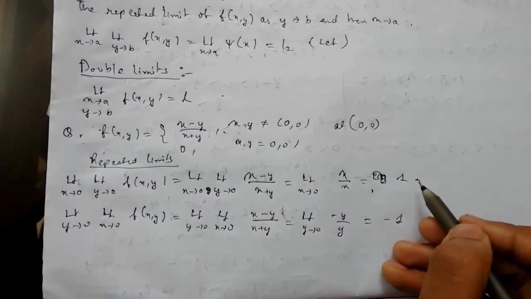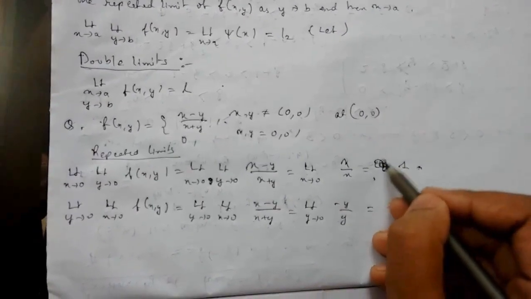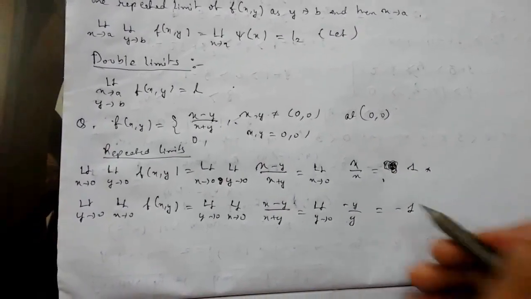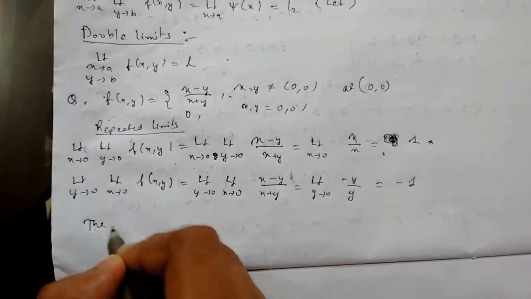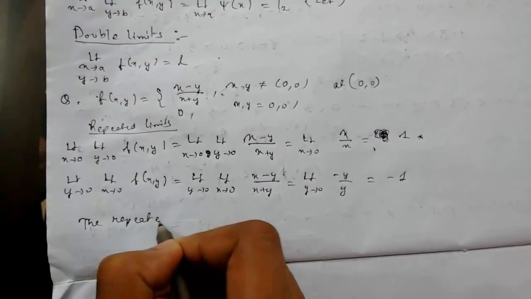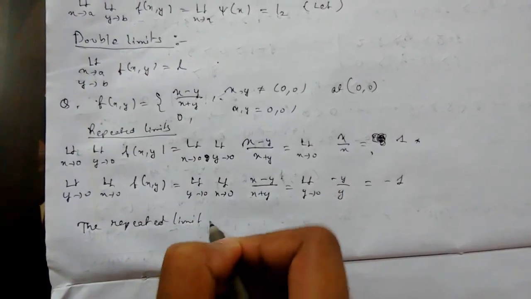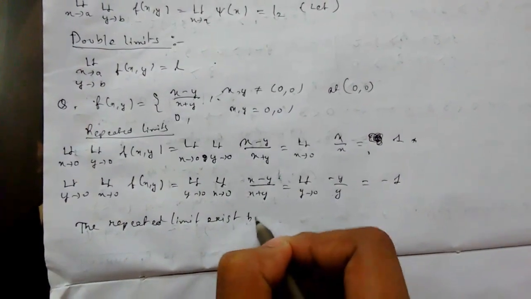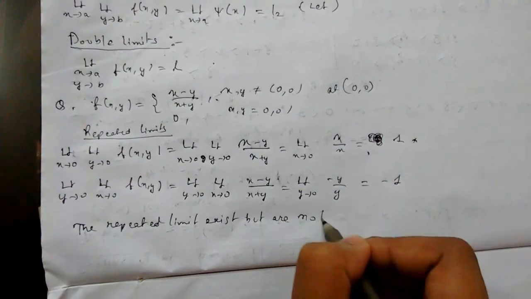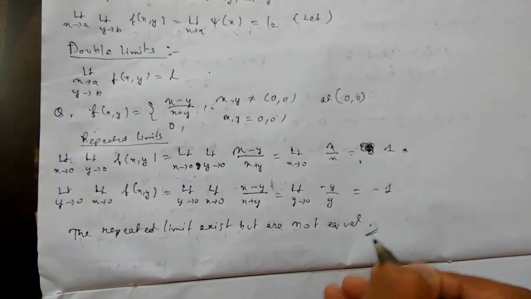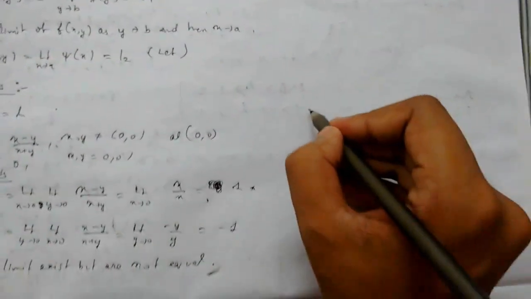So here we see that the repeated limits do exist but they are not equal. Repeated limits exist means that the limiting value is a finite value. So the repeated limits exist but are not equal. Now we will see the double limit.